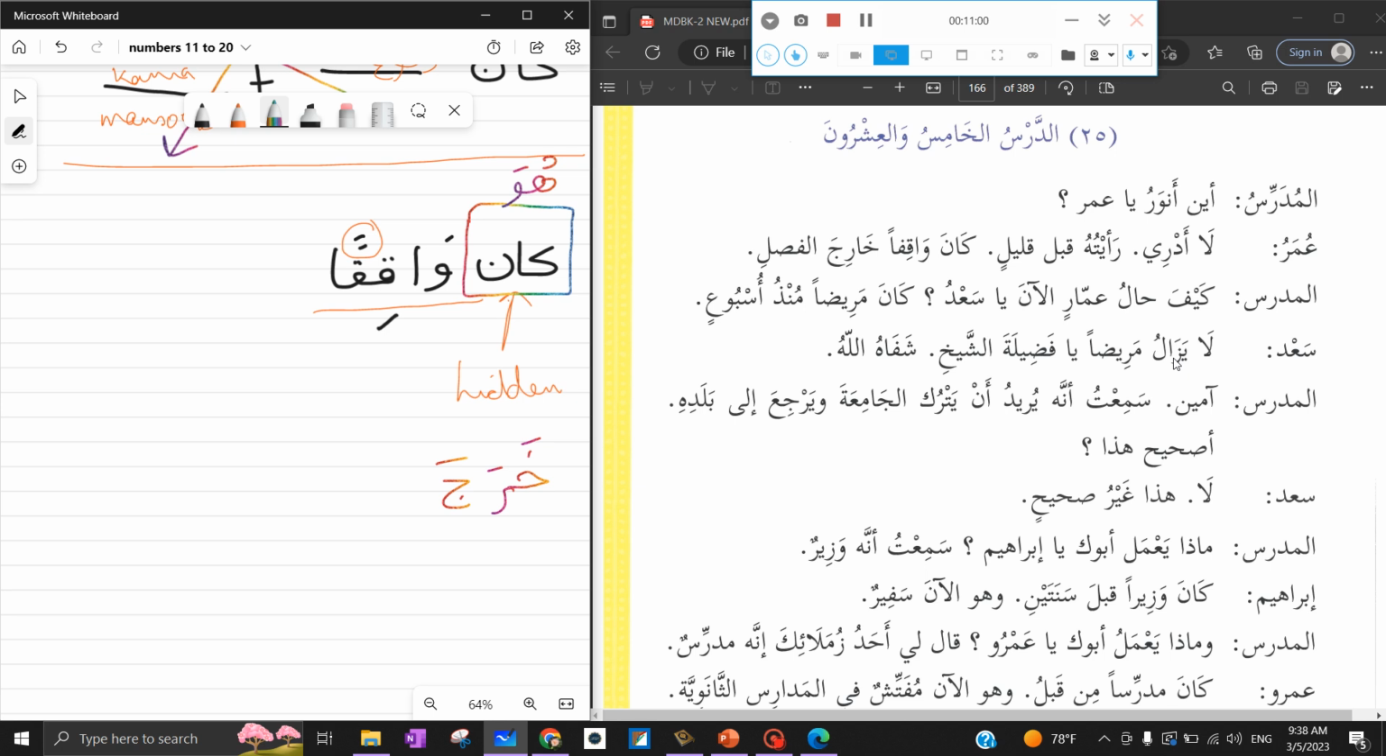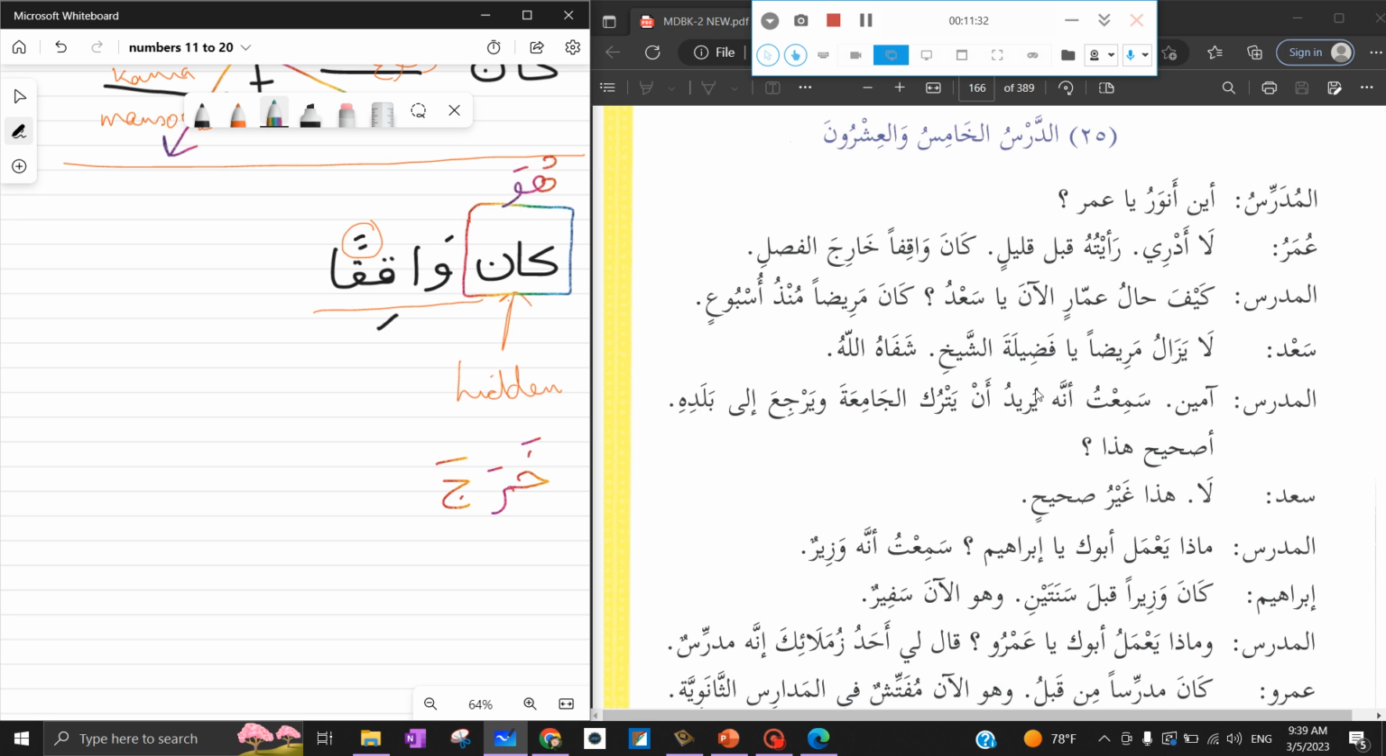And where is ism la yazalu? Ism is hidden. As you can see, this is ya for ghaib. So you will say damir mustatir taqdiruhu huwa. Okay, taqdiruhu huwa. Ya fadilat ash-shaykh means the teacher. Shafahu Allah. Shafahu Allah is a dua that means may Allah cure him. Allah subhanahu wa ta'ala cure him.